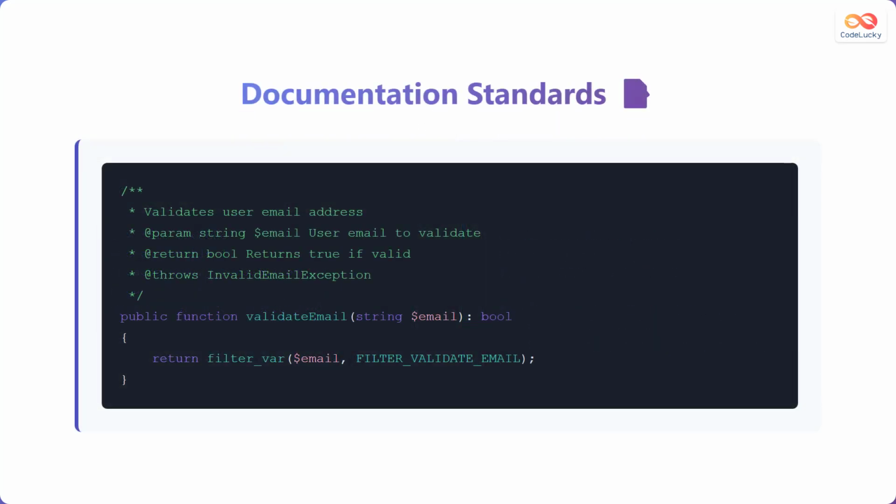Now let's discuss documentation standards. Clear and comprehensive documentation is essential for maintainability and collaboration. Use docblocks to document your code, including function parameters, return types, and exceptions. In this example, we have a docblock above the validateEmail function that describes the function's purpose, parameters, return value, and any exceptions it may throw. Good documentation makes it easier for other developers, or even your future self, to understand and work with your code.